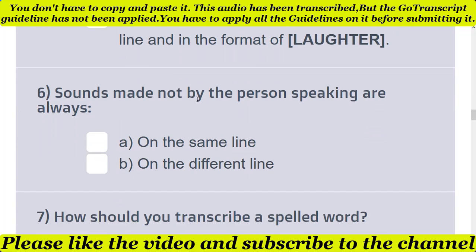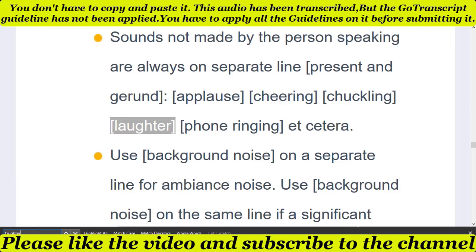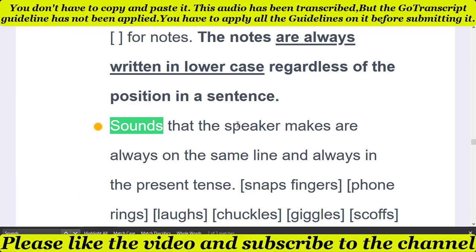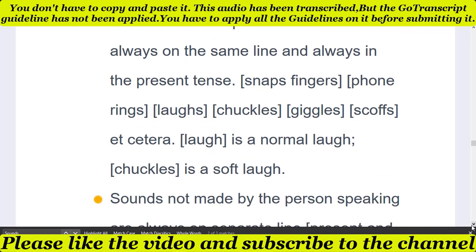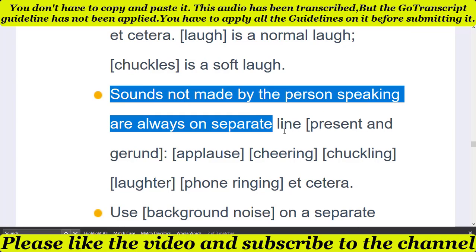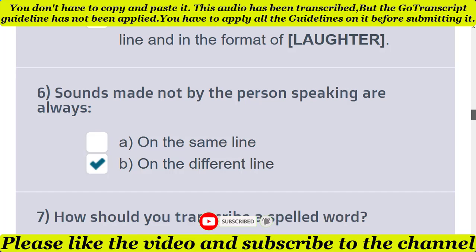The sixth question is, sounds made not by the person speaking are always. Simply check the transcription guidelines. Sounds not made by the person speaking are always on a separate line. So that's why on a different line is the correct option of the sixth question.